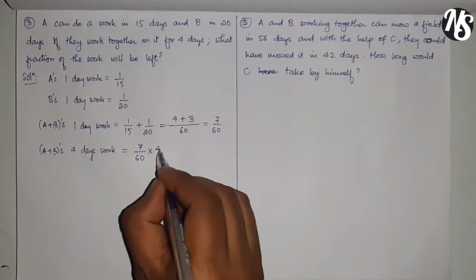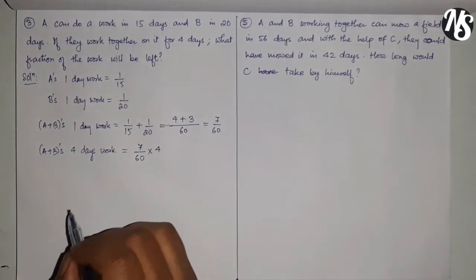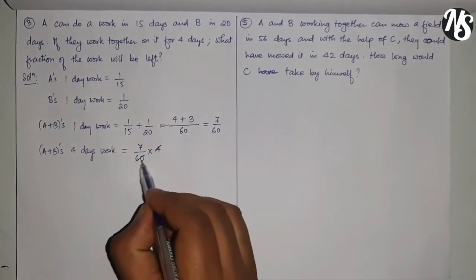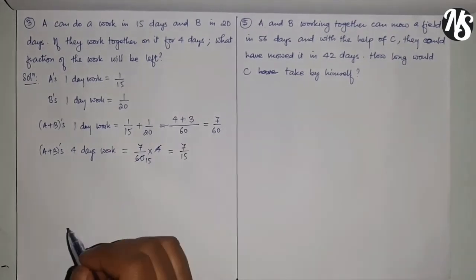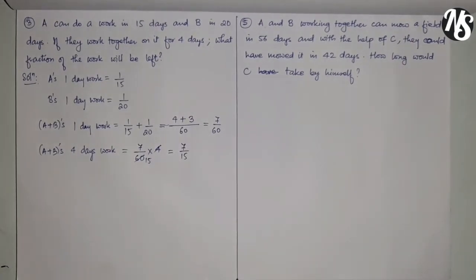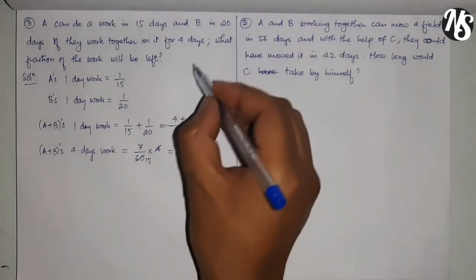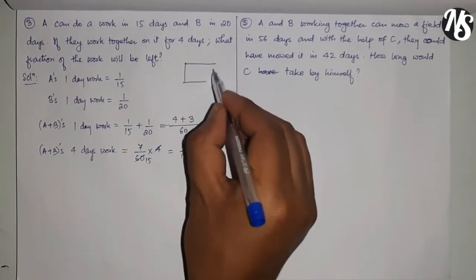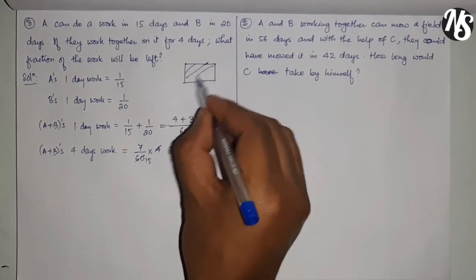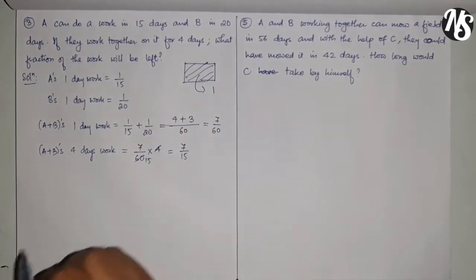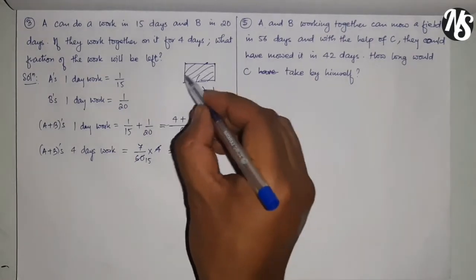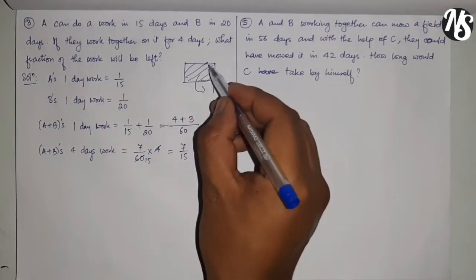So more work means you have to multiply with 4 here. Okay, now do the cancellation. So you get 7 upon 15 here. Now one thing that you need to note is this entire work. Suppose I want to finish this entire work, it is denoted as 1. This is one work, isn't it? This is my one work.